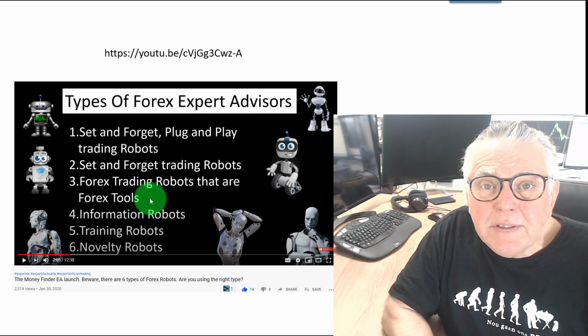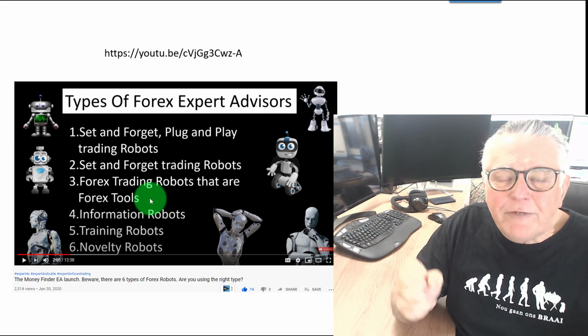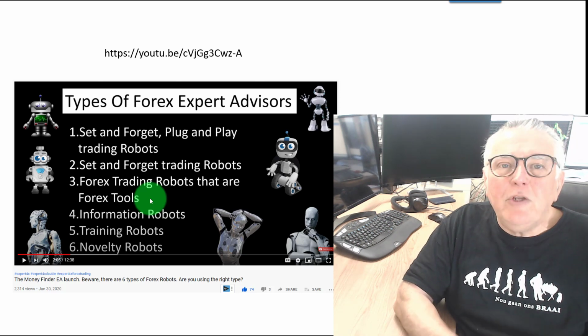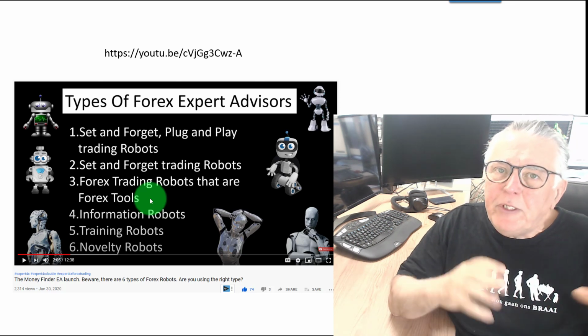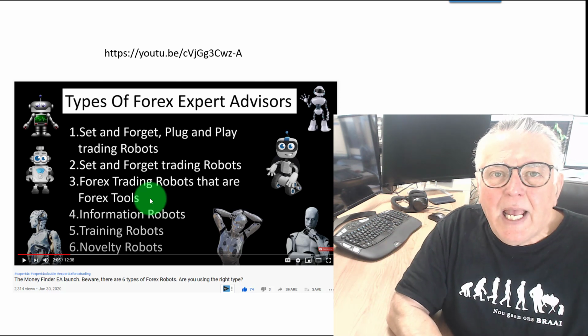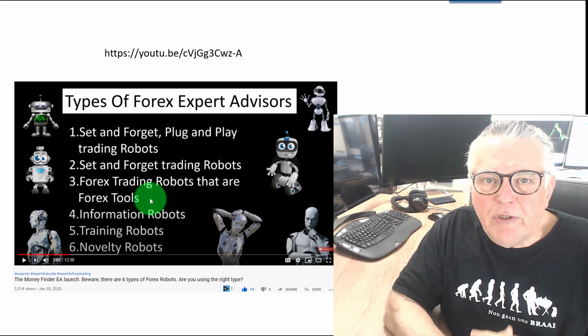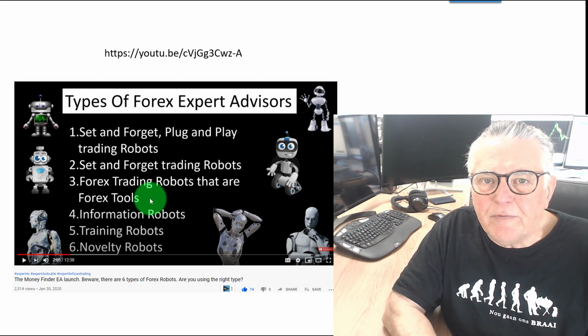For as many currencies as you want. So really informational. It doesn't trade, but it gives you lots of information. Then you have training robots, which we use to train our students to see trading opportunities, and it's a very special type of robot, and we don't generally make that type of robot available.